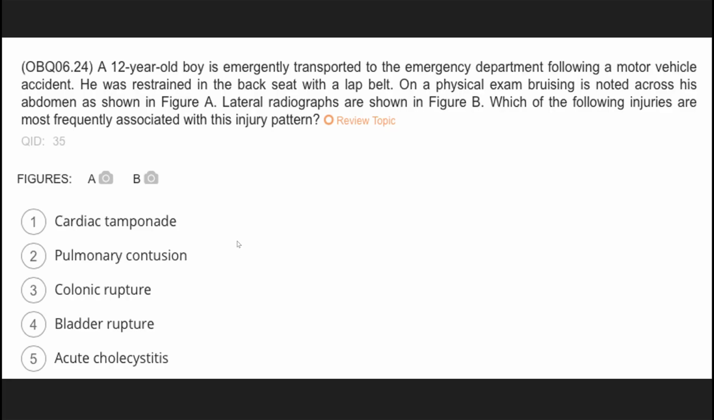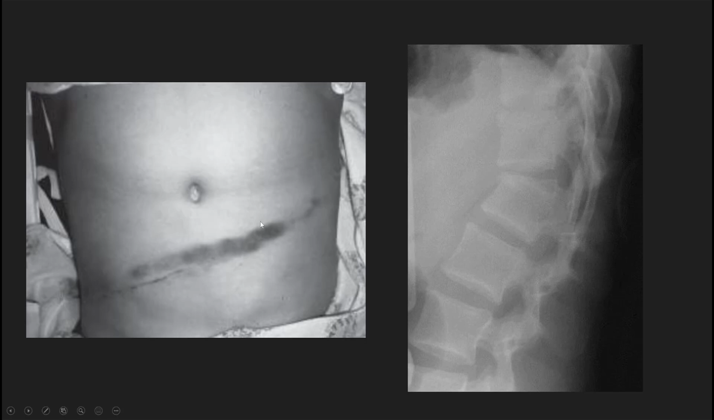So here's a question. A 12-year-old boy is brought to the ER emergently following a motor vehicle accident. He was restrained in the back seat with a lap belt. Physical exam shows bruising across his abdomen, like we were just talking about. Lateral radiographs are shown in figure B, which is going to be on the next slide. Which of the following injuries are most frequently associated with this injury pattern? So you've got that seatbelt sign there, and here you see a very focal kyphosis, some wedging of that vertebral body. So you've got to be very suspicious of this.